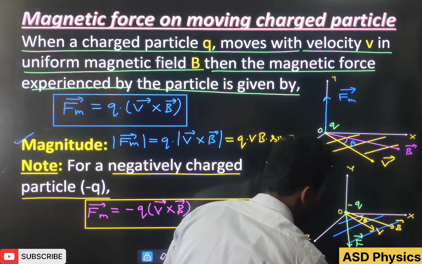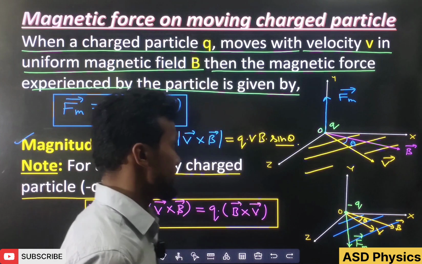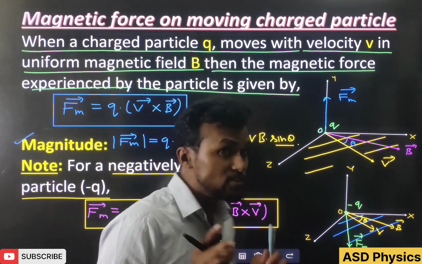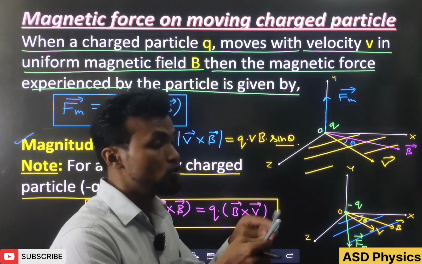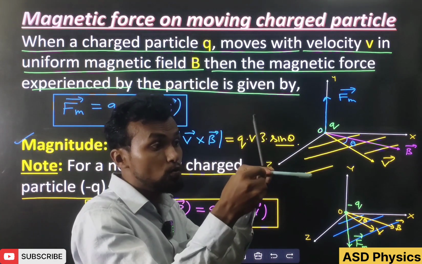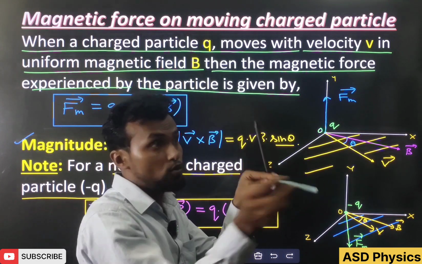I will write here, see this one here. Which direction? Negative Y direction. Remember that here. One very basic thing as we are learning the cross product: I have told you this is V, this is B. Force is perpendicular to both V and B.